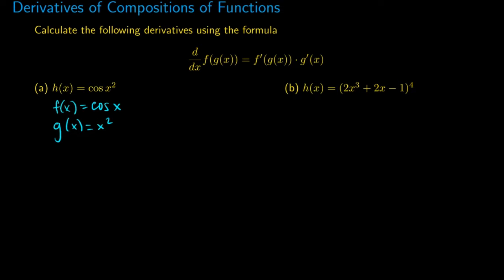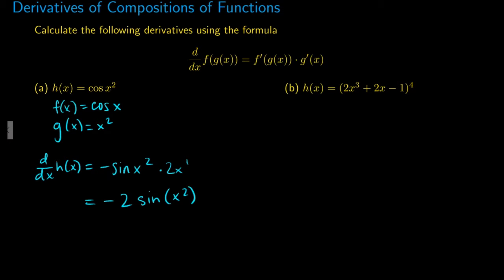So we can say that the derivative of h of x is equal to f prime of g of x. f prime is negative sine x, so this is negative sine, but with g of x as the argument, so negative sine of x squared times g prime of x. g prime of x is just 2x to the first. So we can simplify, and this is just negative 2x sine of x squared as our derivative.